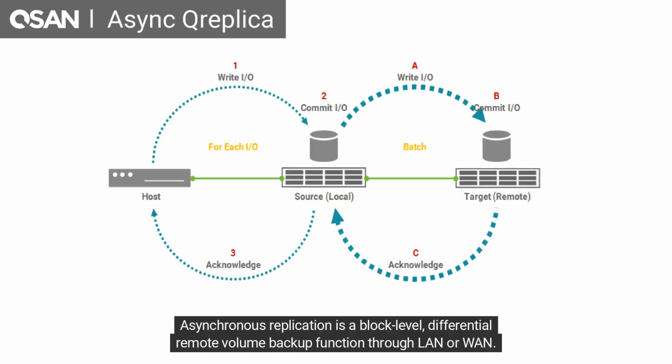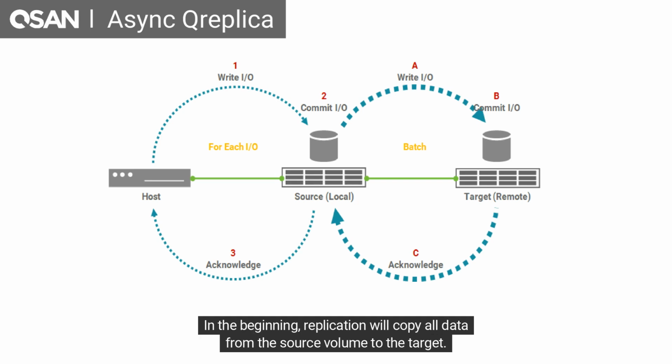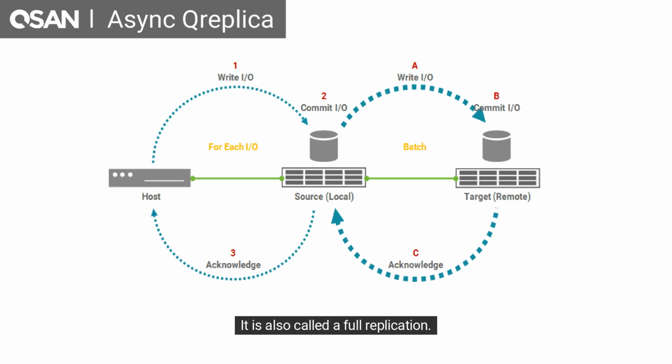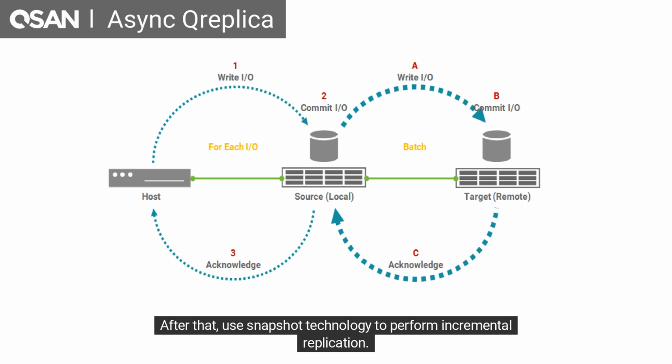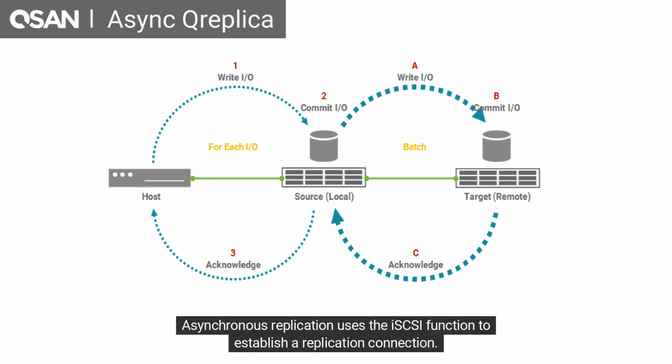Asynchronous replication is a block-level, differential remote volume backup function through LAN or WAN. In the beginning, replication will copy all data from the source volume to the target. It is also called a full replication. After that, it uses snapshot technology to perform incremental replication. Asynchronous replication uses the iSCSI function to establish a replication connection. It can use the full bandwidth of the allocated network port to achieve the best backup speed.